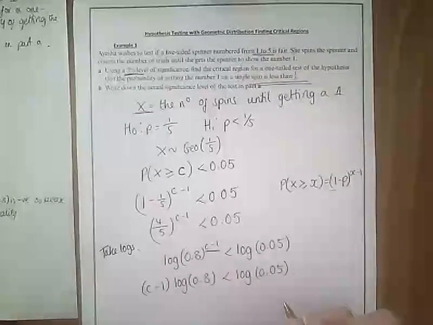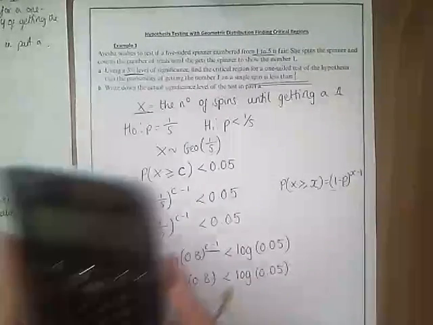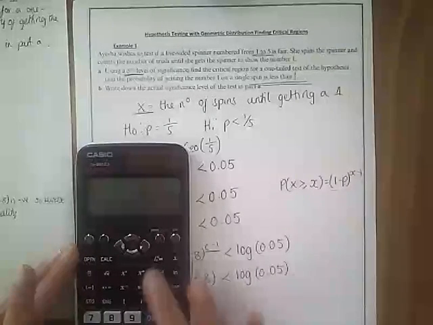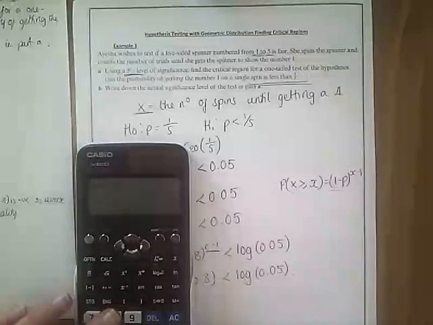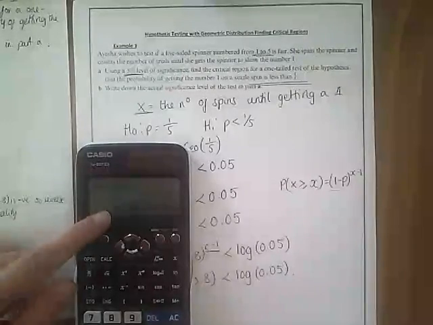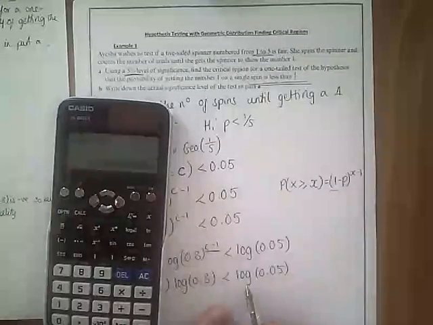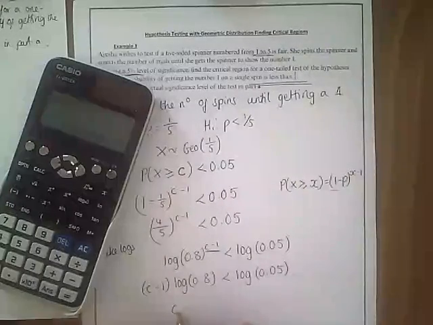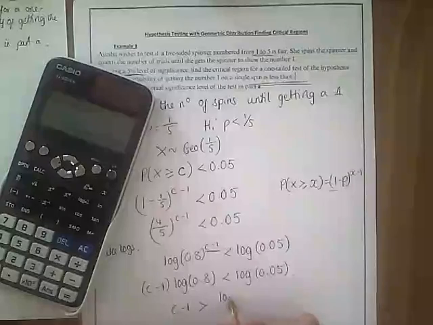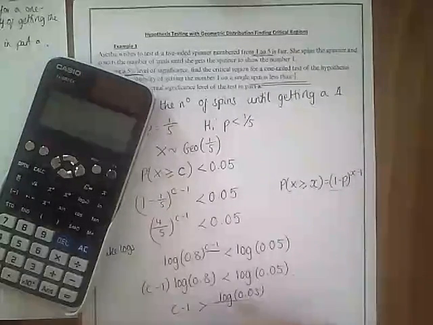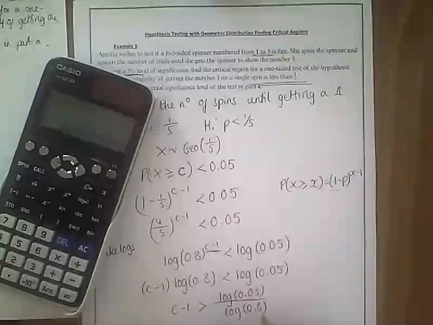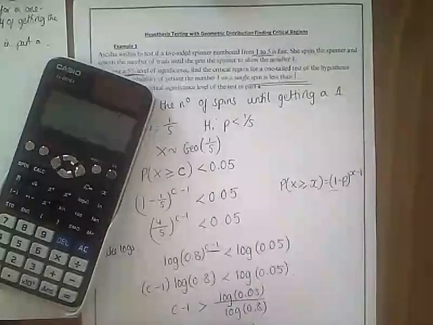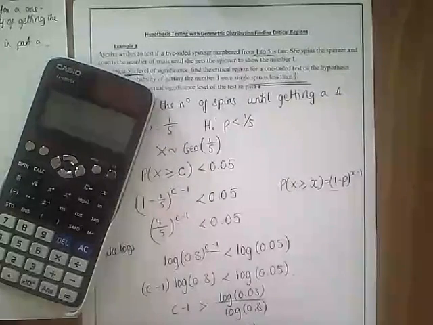Okay, now it's just a rearranging, but because it's an inequality, you have to be very careful. If you do on your calculator log of 0.8, that is a negative number. So when I divide, don't forget when you divide by a negative, this has to flip over. So it's going to be c minus 1 is bigger than log of 0.05 over log of 0.8. Okay, so then c obviously just has to be bigger than log of 0.05 divided by log of 0.8, plus 1.